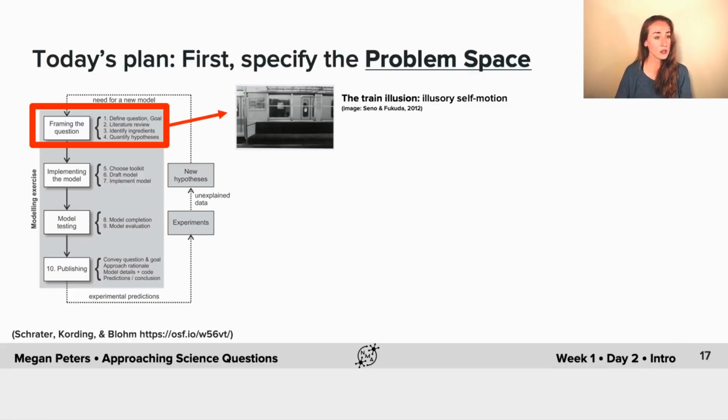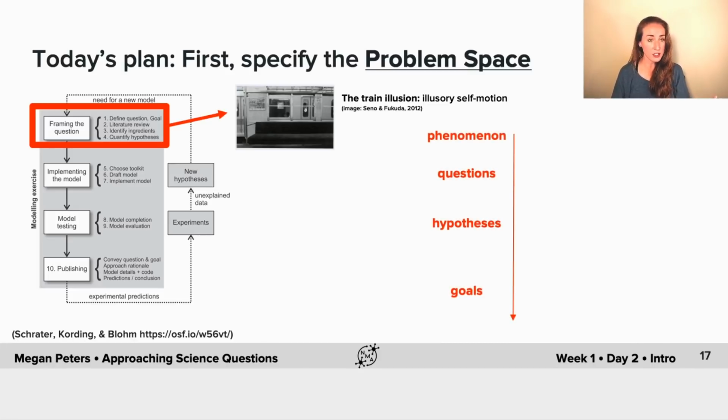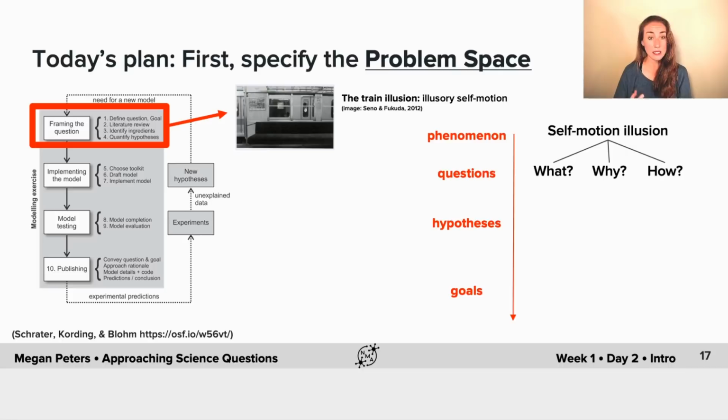And so we're going to start then with the phenomenon, which describes this experimental observation that we don't understand, which is the illusory self-motion on the train. And so what you're going to see today is that this description is going to include really detailed, rich data, ideally. When does this happen? How strong is the illusion? That kind of thing. And so then the next step is to specify the questions.